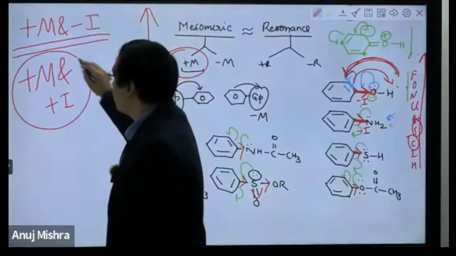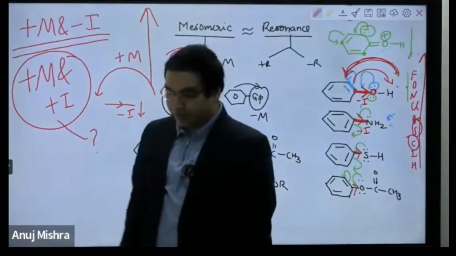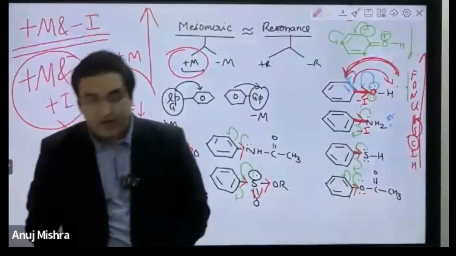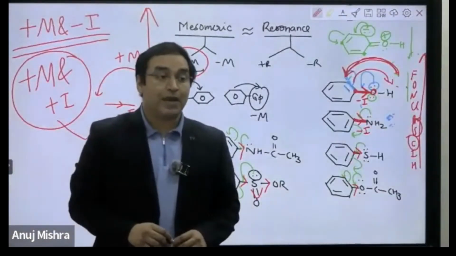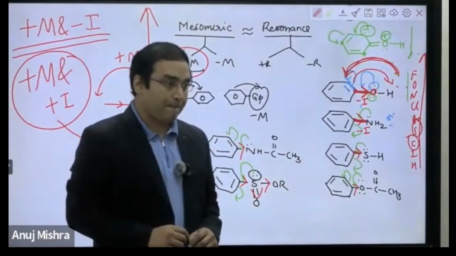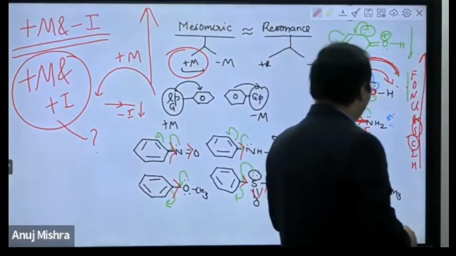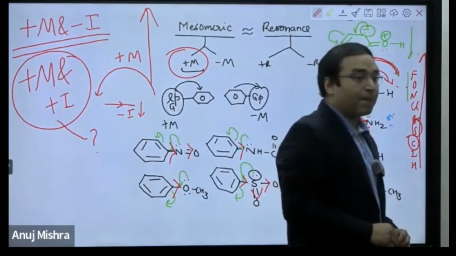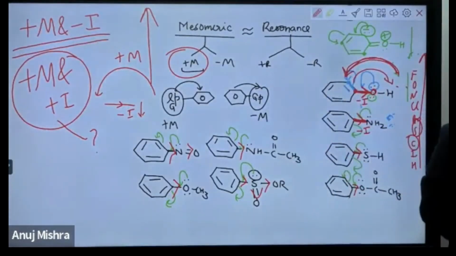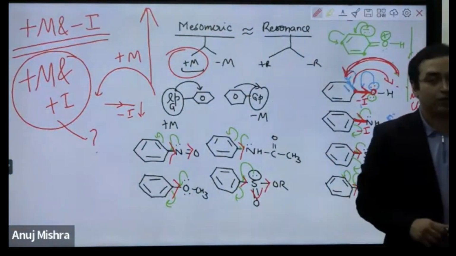Now what will you do? Chinmay. I'm not sure, sir. Okay. Anyone who can answer this question? Plus M and plus I. Carbanion. C negative. But C negative will push electron with plus M.